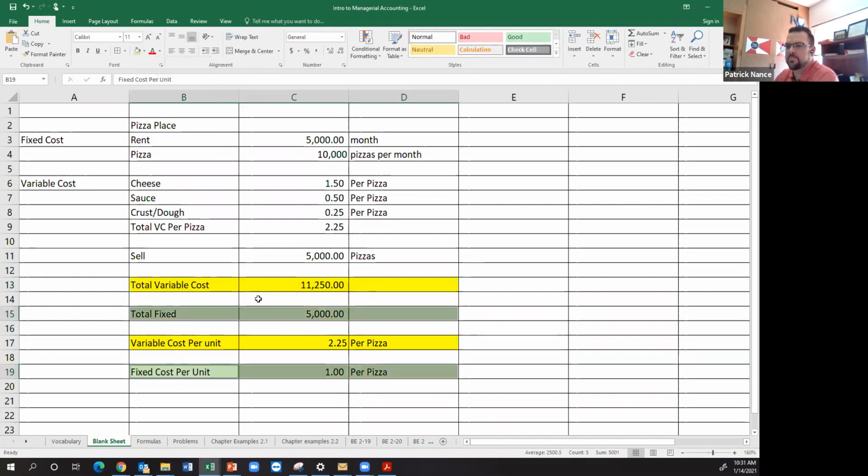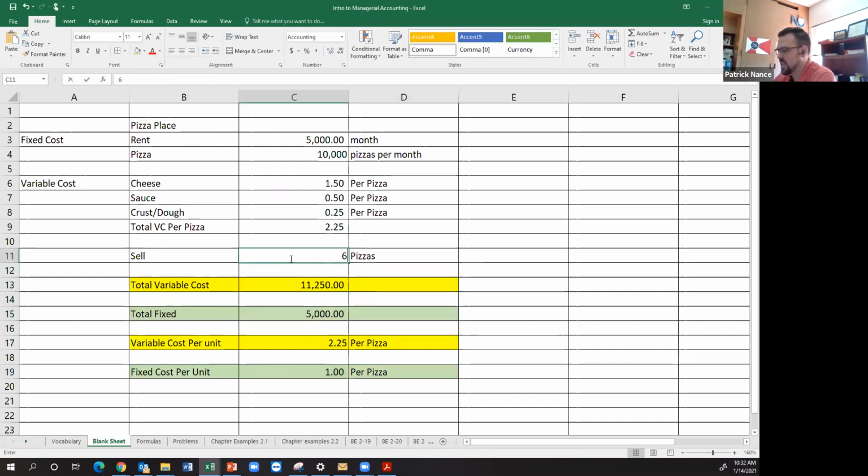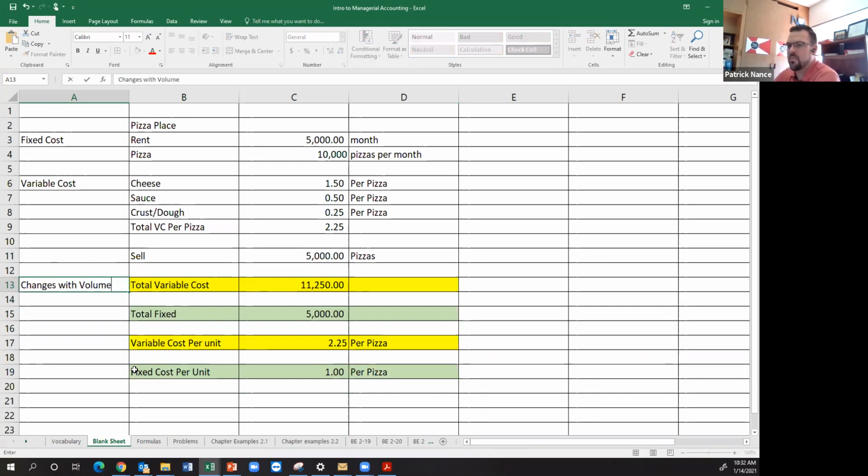these in a different color, let's go back to 6,000 and notice that my fixed cost is 5,000. My fixed cost per unit is 85 cents. But when I change this to 5,000 pizzas instead, my total fixed cost didn't change, but my fixed cost per unit did. So notice that effectively what we're saying is the total here changes with volume, and the total here changes with volume.